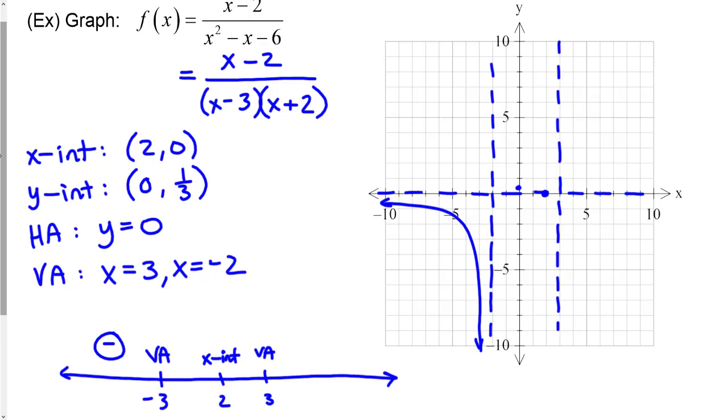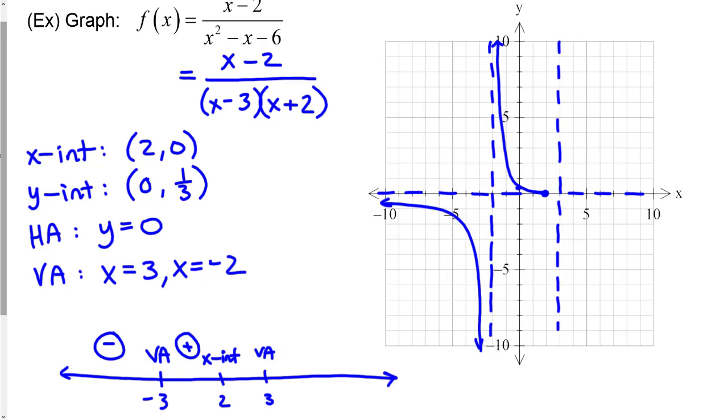Okay, now between -2 and 2, I don't really need to use a sign chart because I have a y-intercept there that is positive. So everything on that interval has to be positive. So going from here down to this point, the graph has to be entirely positive.